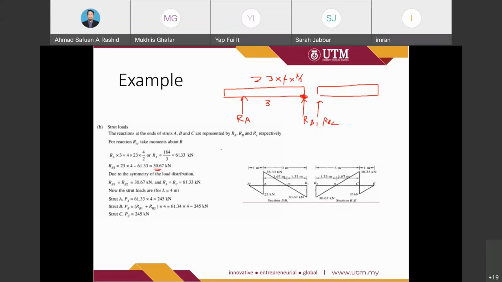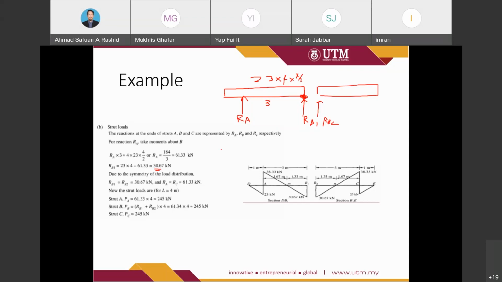Now the strut load, RL, the spacing is 4. So for every 1 meter, the 61.33 should be multiplied by 4. Then it will become 245 kN for PA. For PB, it is equal to RB1 plus RB2, which is 61.34 times 4, equal to 245 as well. And the last one, PC, is equal to 245 because it is similar to PA. So that is for the strut load.